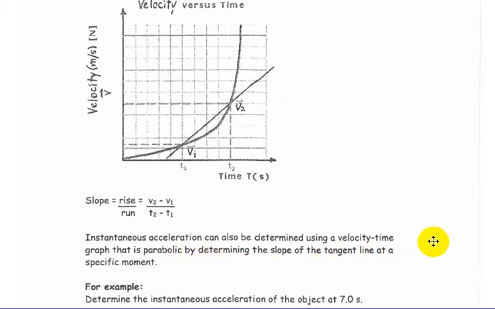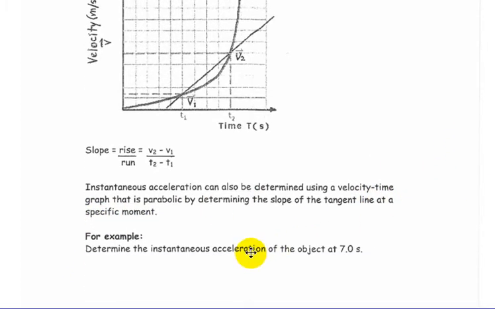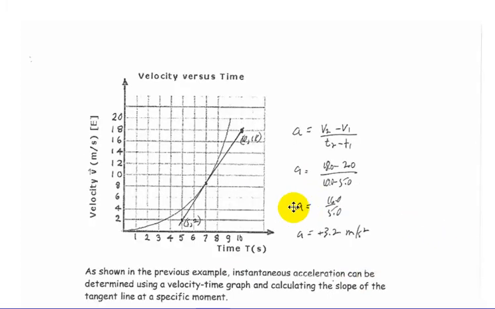Instantaneous acceleration can also be determined using a velocity time graph that is parabolic by determining the slope of the line tangent at that specific moment. So you may want to highlight this part right here, very similar to what we did before. So for example, if we were looking at the instantaneous acceleration at 7 seconds, that's right here at that point.